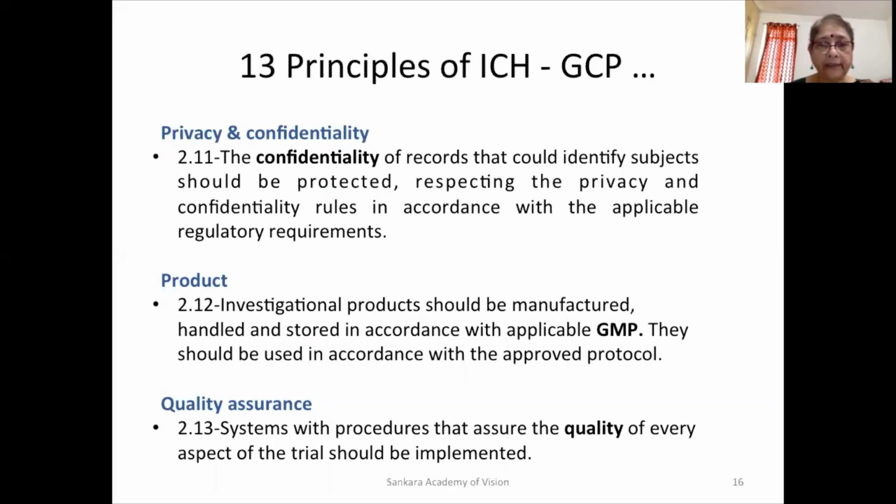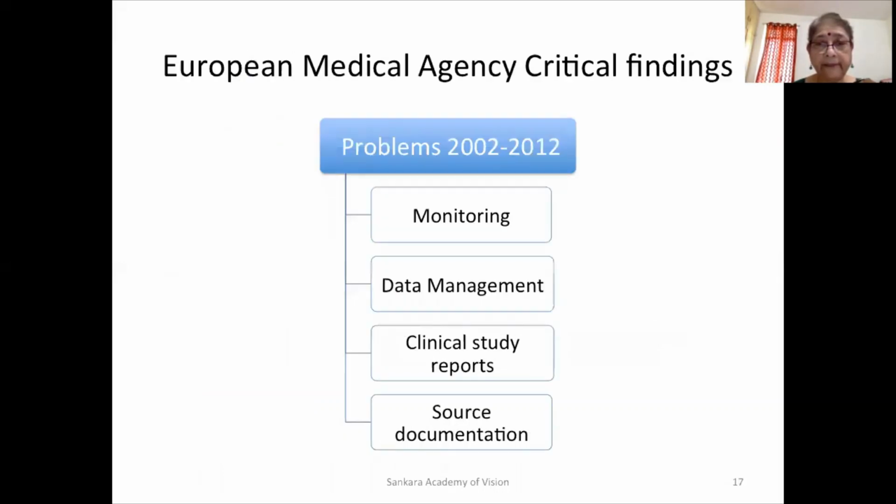So the product has to be GCP, GMP compliant. So one has to actually have the investigational product which has been actually manufactured, handled, or stored in accordance with the applicable GMP. So the quality assurance is what I was telling you, the last part, that the systems with procedures that assure the quality of every aspect of the trial should be implemented.